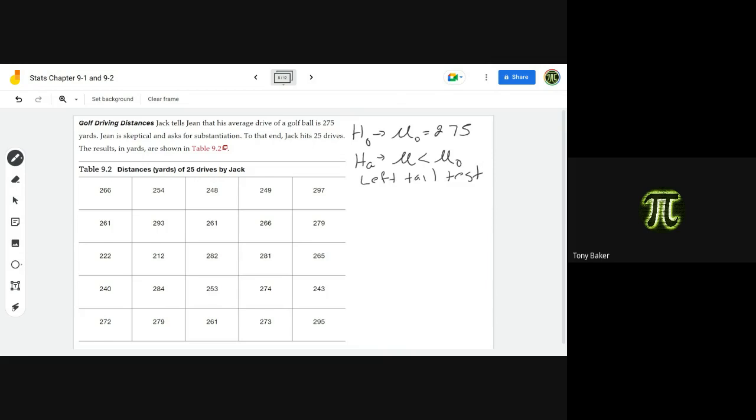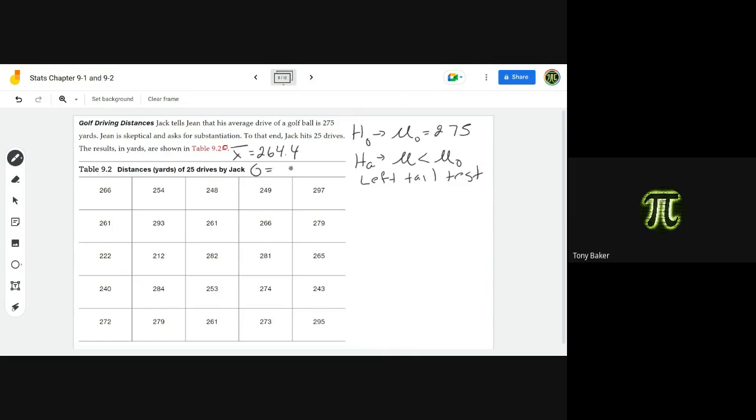I already have the mean in the original problem. They gave us the mean of 275. That's what he said, right? Yes. That's not necessarily the mean of those 25 hits. So let's get that. Let's see if they gave it to me so we don't have to actually do the calculations out. Yes. His mean was 264.4. So the sample mean was 264.4.